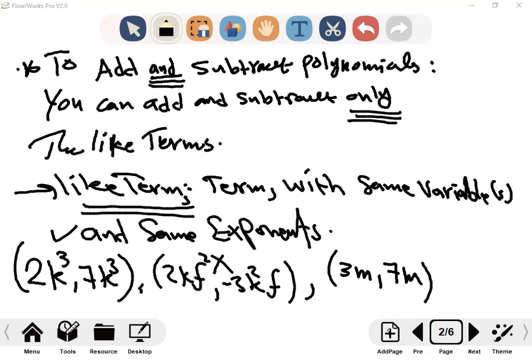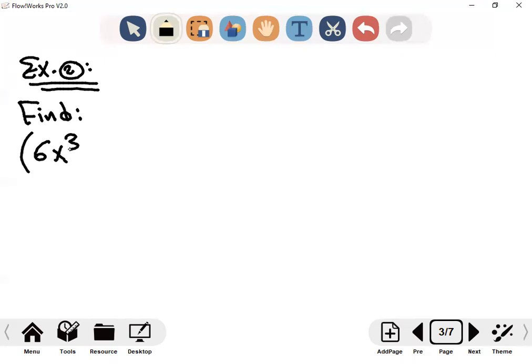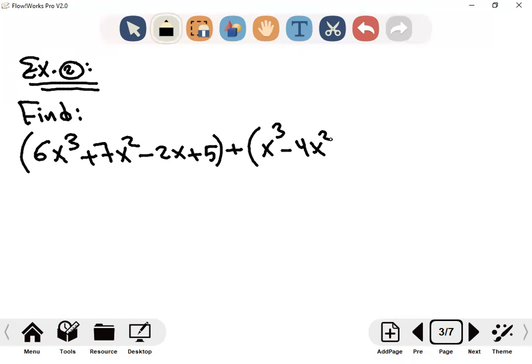Fine. Now let's go to example 2. And focus, please. Example 2, I'm on page 234. Find 6x power 3 plus 7x power 2 minus 2x plus 5 plus x power 3 minus 4x power 2 minus 8x plus 1.